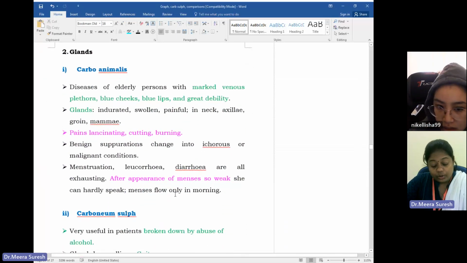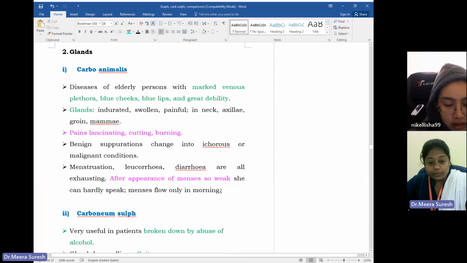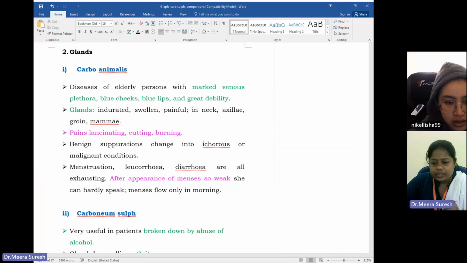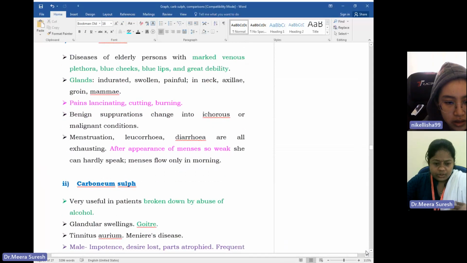This one, menses flow only in morning. Remember our other medicine, causticum is coming under that. Okay, appearance of menses so weak. We'll see whether I have mentioned it in some other drug. But it's in graphitis. There is some more drug. It is coming over here, I believe.